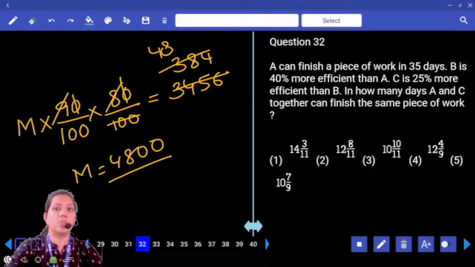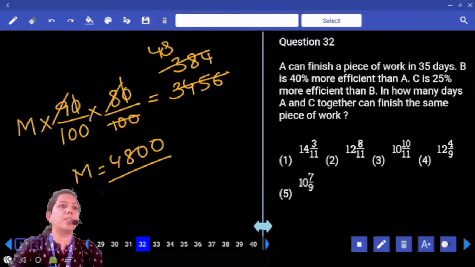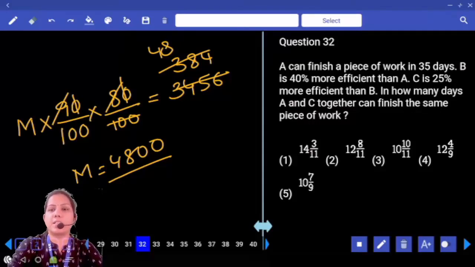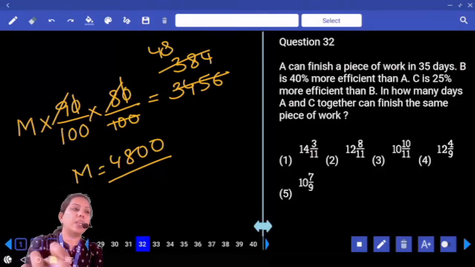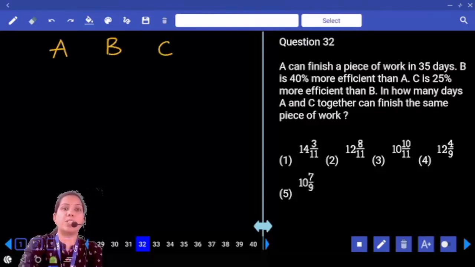Okay, next question number 32. A can finish a piece of work in 35 days. B is 40% more efficient than A. C is 25% more efficient than B. Then in how many days A, C together can finish the same piece of work? A can finish the total work in how many days? 35. And we have the information about A, B, C efficiencies.